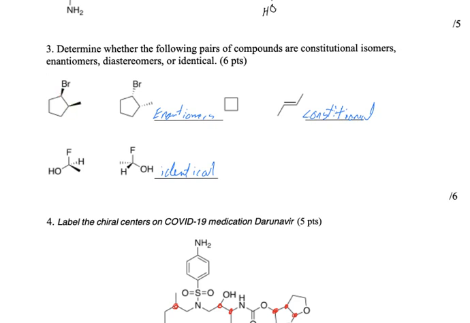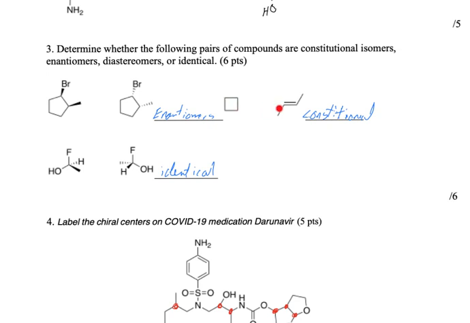I see 1, 2. 1, 2. So 2 chiral centers. So this could be enantiomers or diastereomers, or they could be identical. They're not constitutional isomers. They have the same bonding pattern. But if you look at this, wedged and wedged, dash and dash, and they're on the same side, these are actually enantiomers. Everything's flipped. So these are enantiomers to each other.